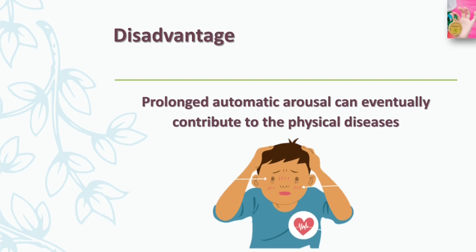Now, unfortunately, this fight or flight response can backfire if stress leaves a person in a chronic state of autonomic arousal. Excessive exposure to a stressful situation can often leave an individual stressed and make him or her prone to physical diseases such as increased blood pressure, development of ulcers, and so on. Or you can say prolonged autonomic arousal can eventually contribute to physical diseases.